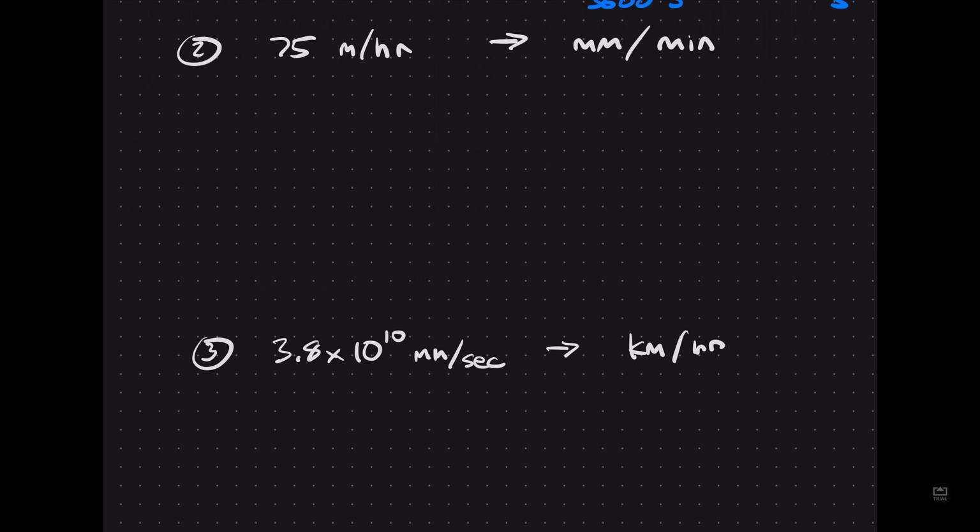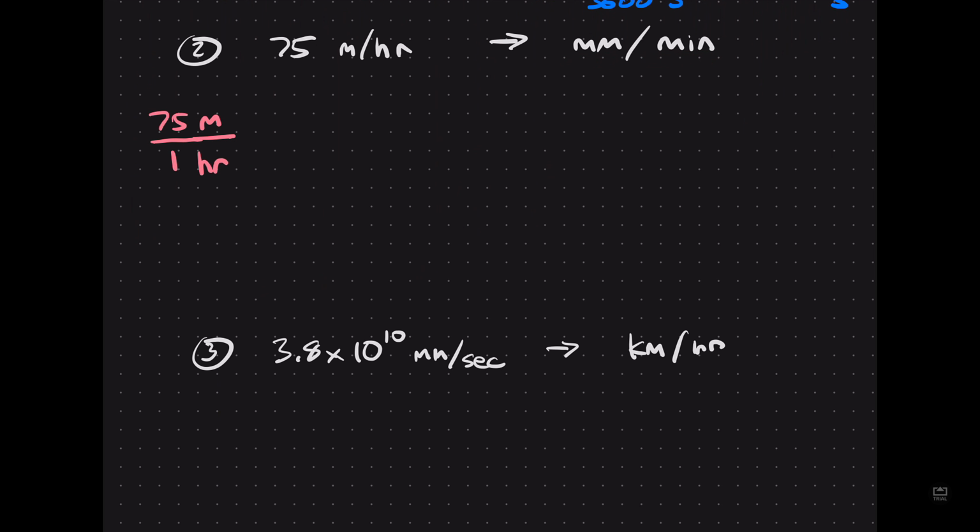So let's do this one like we would normally do it, which is 75 meters per hour. And again, that would be a 1 on the bottom. So it's like something is moving at 75 meters every 1 hour. And now we're asking, well, how many millimeters will that same object be moving per minute? So it's the same, exact same value, exact same speed or velocity, but we're dealing with different units.